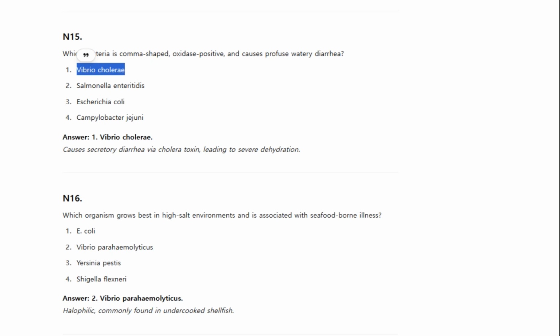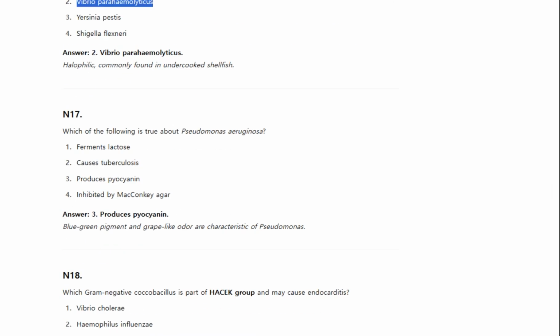N16. Which organism grows best in high salt environments and is associated with seafood-borne illness? 1. E. coli. 2. Vibrio parahaemolyticus. 3. Yersinia pestis. 4. Shigella flexneri. Answer: 2. Vibrio parahaemolyticus. Halophilic, commonly found in undercooked shellfish.